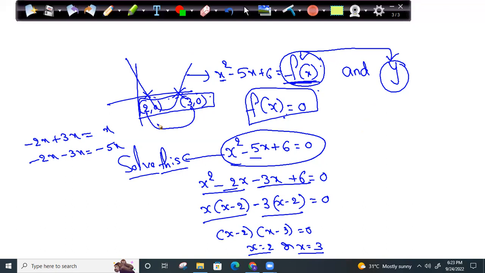So what is the meaning of x-intercepts? The value of x when y is 0. So 2 and 3 are my x-intercepts. They're also called roots. X-intercepts are also called roots. They're also called zeros. When I say zeros, you should not get confused, they're speaking about x-intercepts. When I say x-intercepts, you should not get confused, they're speaking about zeros or roots.